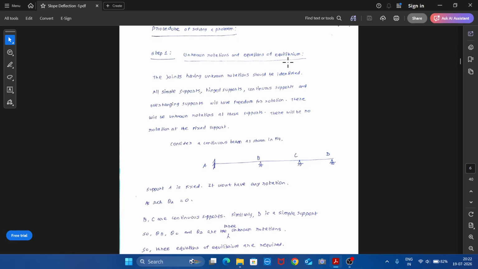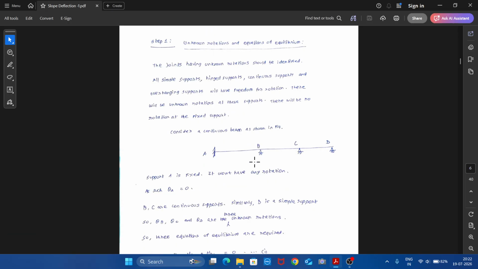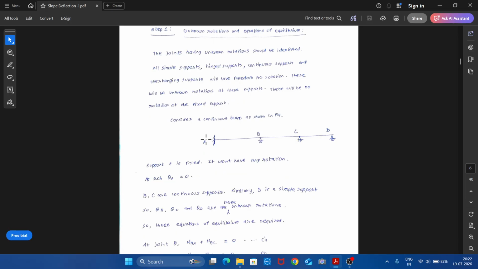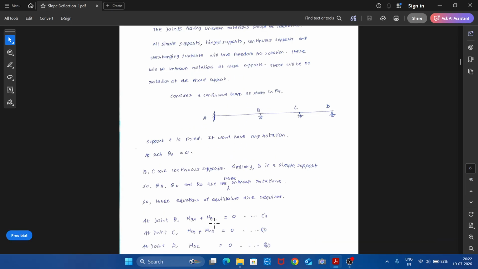equilibrium. So to form the equations of equilibrium, the rule is at any support other than the fixed support, at any support say B or C or D, see other than the fixed support, sum of end moments should be equal to 0 for equilibrium. So we can form at B, the end moment this side will be MBA, end moment this side will be MBC. So MBA plus MBC equal to 0. This is at joint B.